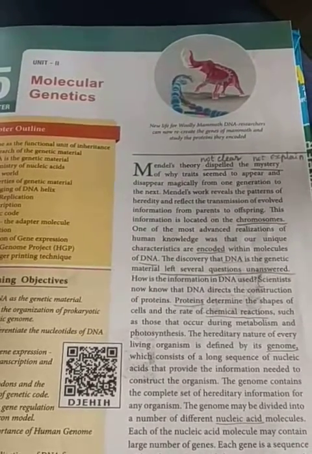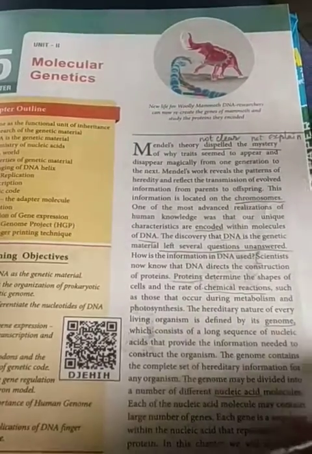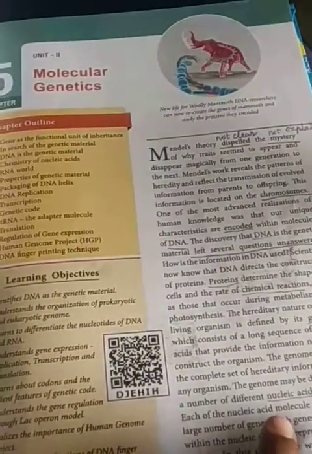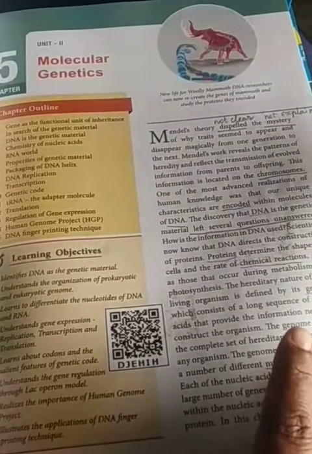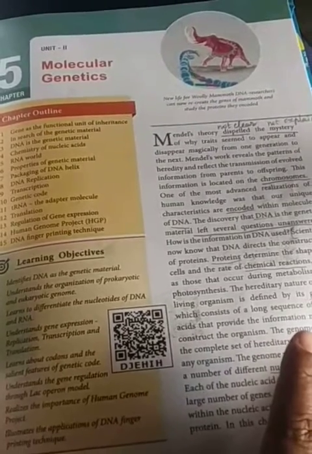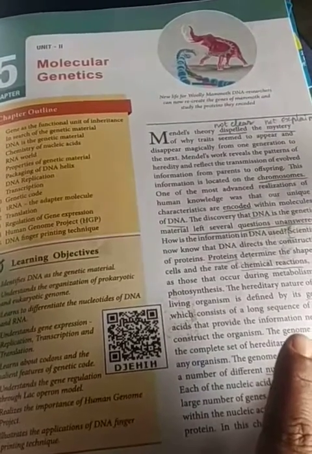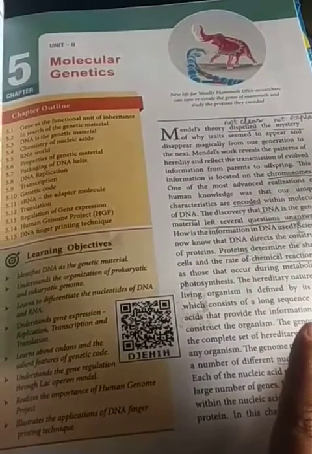So I have started lesson 5, molecular genetics. We have discussed molecular genetics. What is the meaning of genetics? The study about genes is known as genetics, where the genes are located inside the chromosome. Where is the chromosome located? Inside the nucleus, these chromosomes are located.